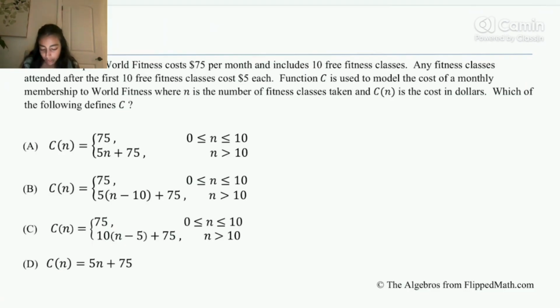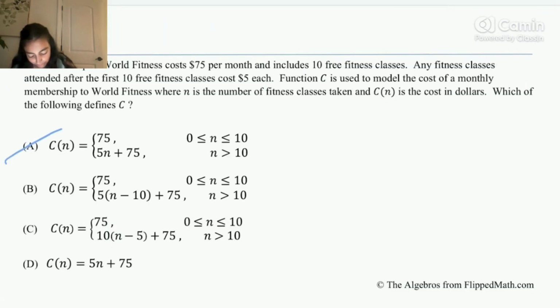So the first one kind of looks right, actually. From 0 to 10 classes, it's going to be $75, and then after 10 classes, it's $5 times the number of classes plus 75. But that one's actually out to trick you, because if, let's say the classes are 15, instead of you paying the $75 and then $5 for those extra 5 classes, so 75 plus 25, it's 100, you're actually going to be paying 5 times the 15 classes plus the 75. So that's going to be out.